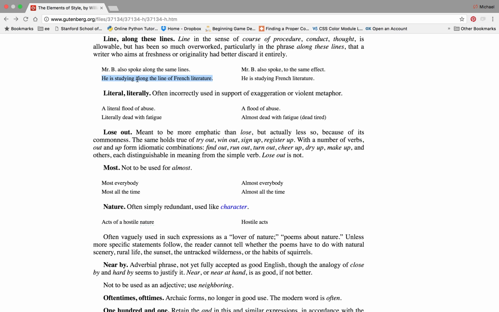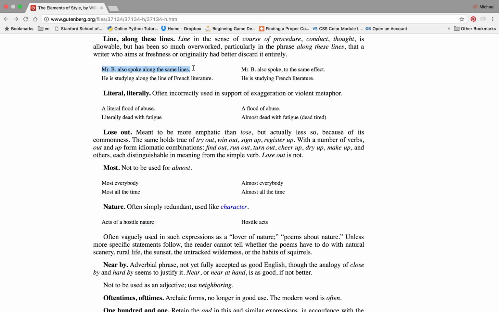He's studying along the line of French literature. Again, it's pretty obvious. Along the line is extraneous. He is studying French literature. Being direct, Mr. B also spoke along the same lines. Again, when it comes to academic writing, to me, that's obvious that you don't include that. It's just fluffy, right? You're just adding words just to add words. You're talking just to talk.